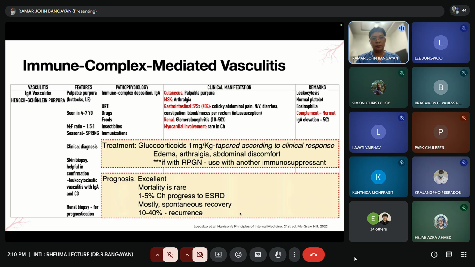It will resolve on its own once the triggers resolve, just like infection, virus or bacteria, or even triggers from pollens from spring season, then the prognosis will become excellent. Mortality is rare unless you have end stage renal disease.